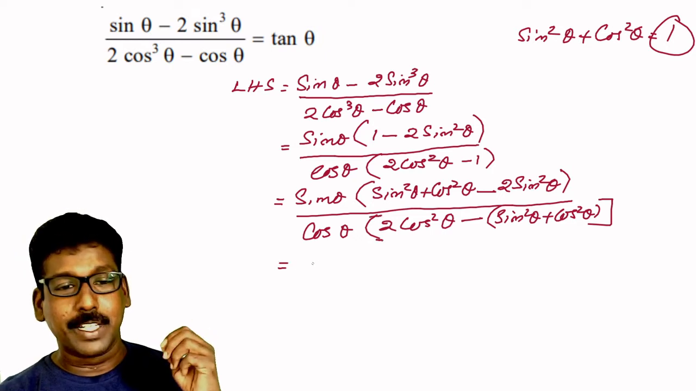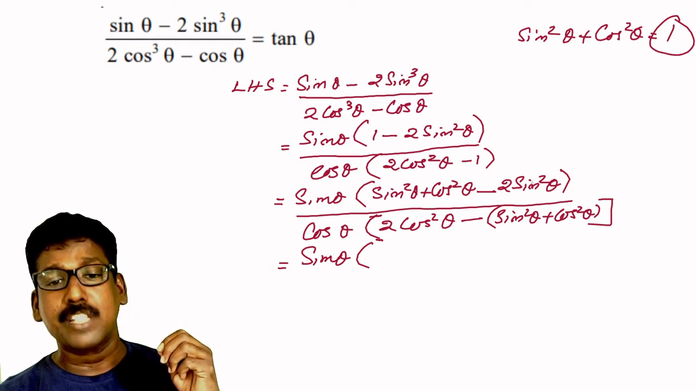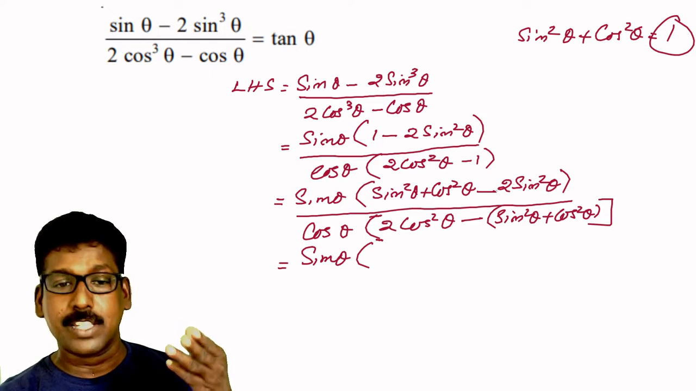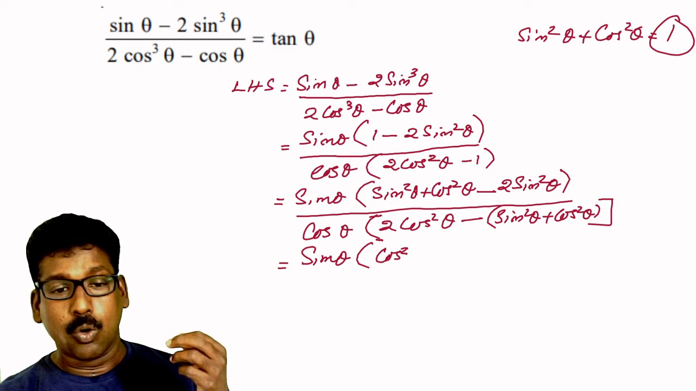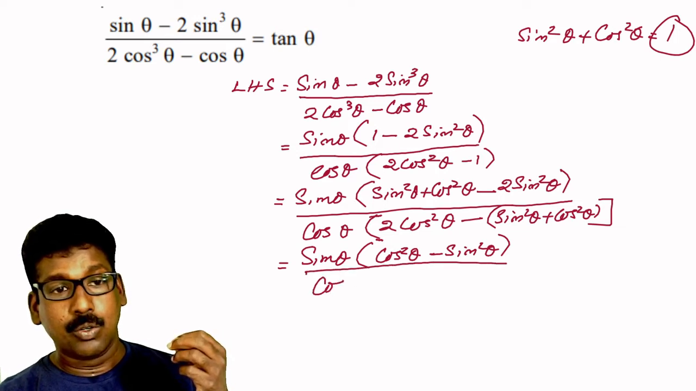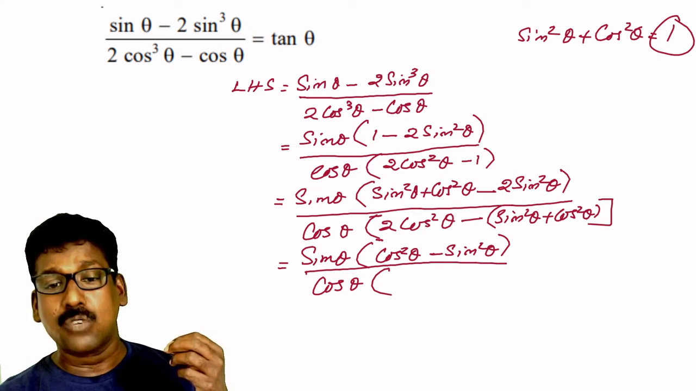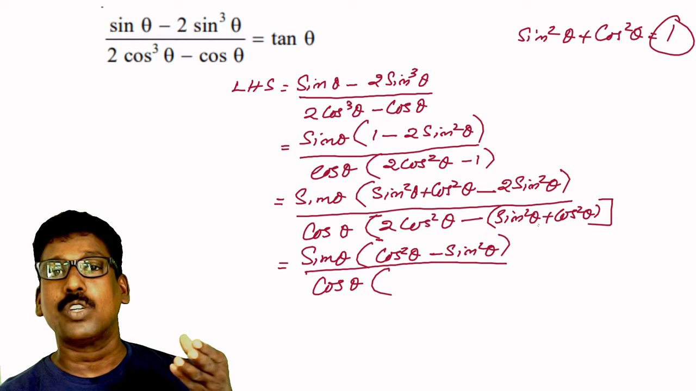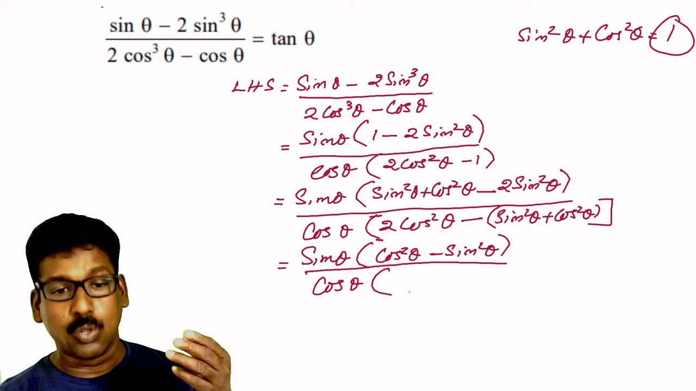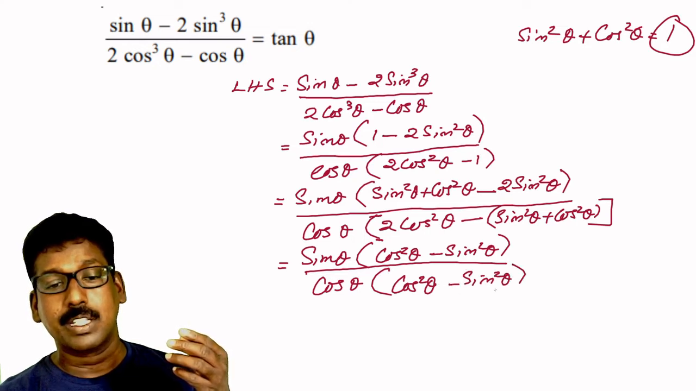Now look at the numerator. It is sin theta into sin square theta minus 2 sin square theta. It is minus sin square theta. So it will be cos square theta minus sin square theta. And divided by cos theta into 2 cos square theta minus cos square theta. That means 2 cos square theta minus cos square theta is cos square theta. So here also you will get cos square theta minus sin square theta.